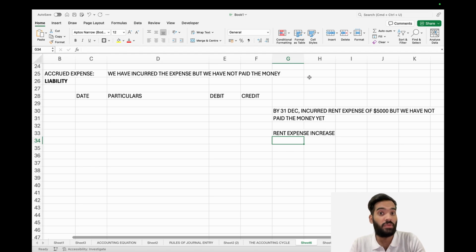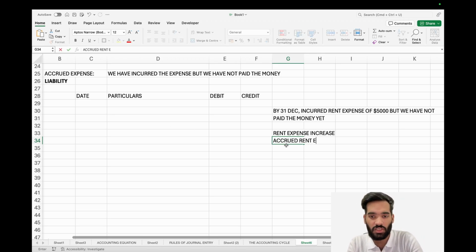That always will be the case, right? There's no exception to this. When you use the expense, you record expense. The question is, what is the other account that will be affected? So let's think about this logically. I haven't paid the money. Now, just to let you know, if you're thinking accrued rent expense, you are correct. We can call it that, right? We can say accrued rent expense increase, which is a liability account. This is the correct way to do this.